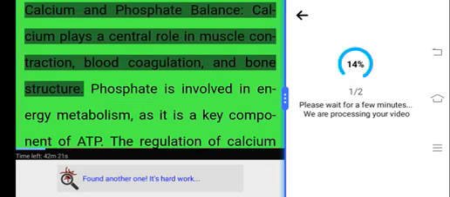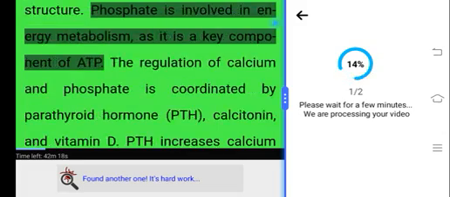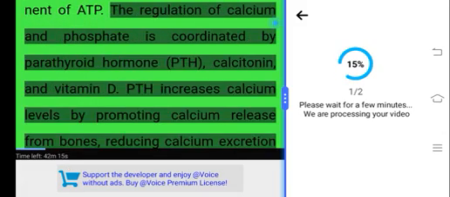Calcium and phosphate balance. Calcium plays a central role in muscle contraction, blood coagulation, and bone structure. Phosphate is involved in energy metabolism, as it is a key component of ATP. The regulation of calcium and phosphate is coordinated by parathyroid hormone, PTH, calcitonin, and vitamin D. PTH increases calcium levels by promoting calcium release from bones, reducing calcium excretion by the kidneys, and increasing calcium absorption from the intestines.